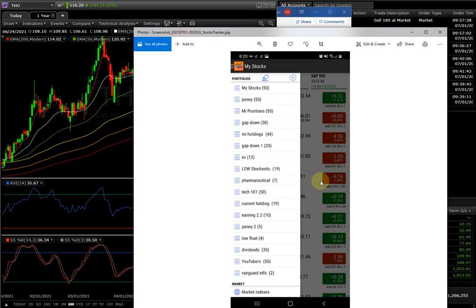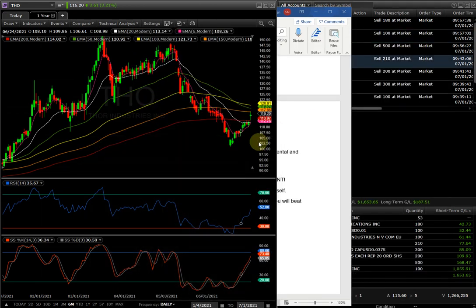Learn how to create your own watch list and just watch the stock over time on a daily basis. Remember, this is a swing trade, and you get an idea what the stock is doing. So that's very important.